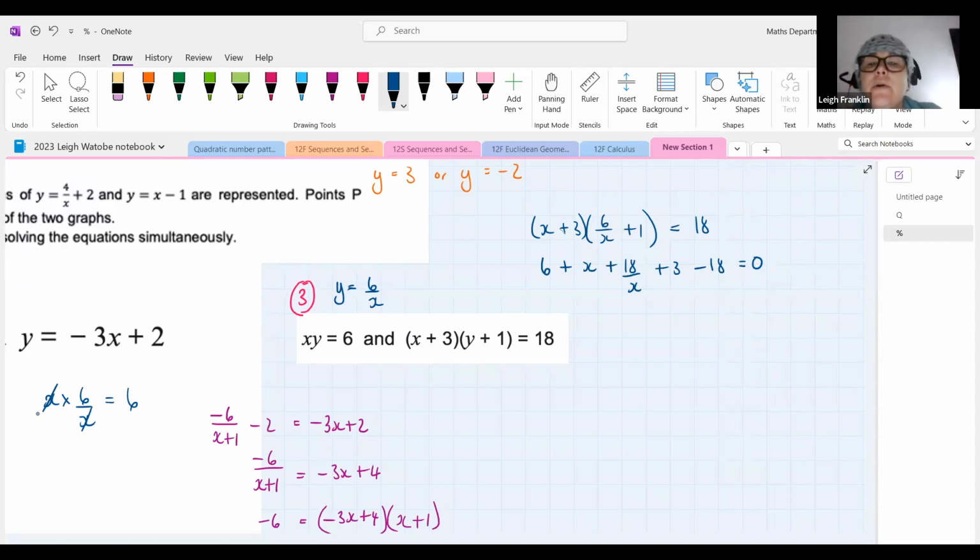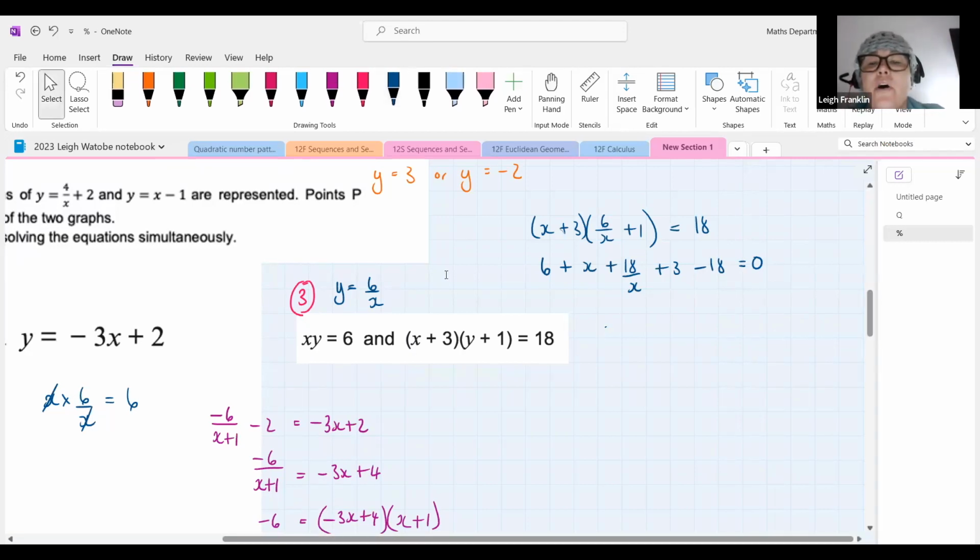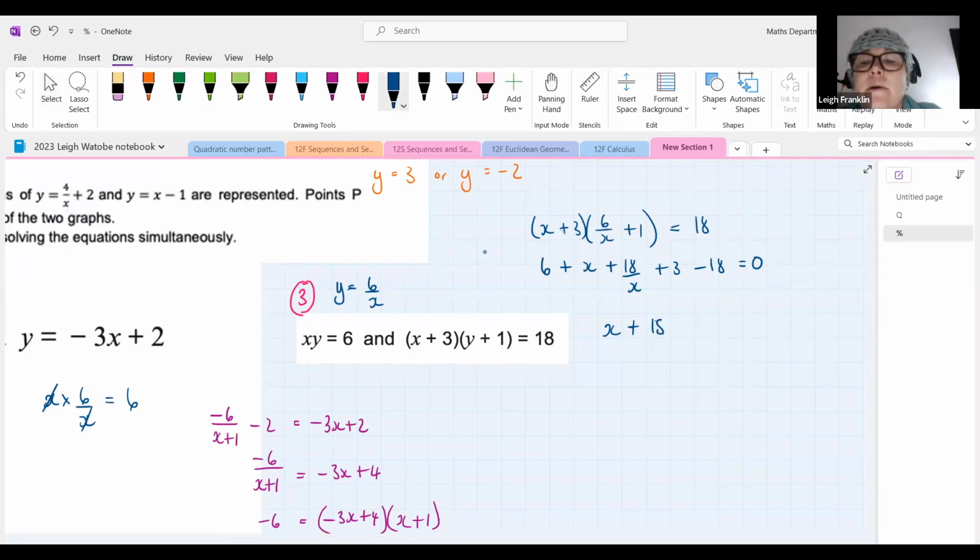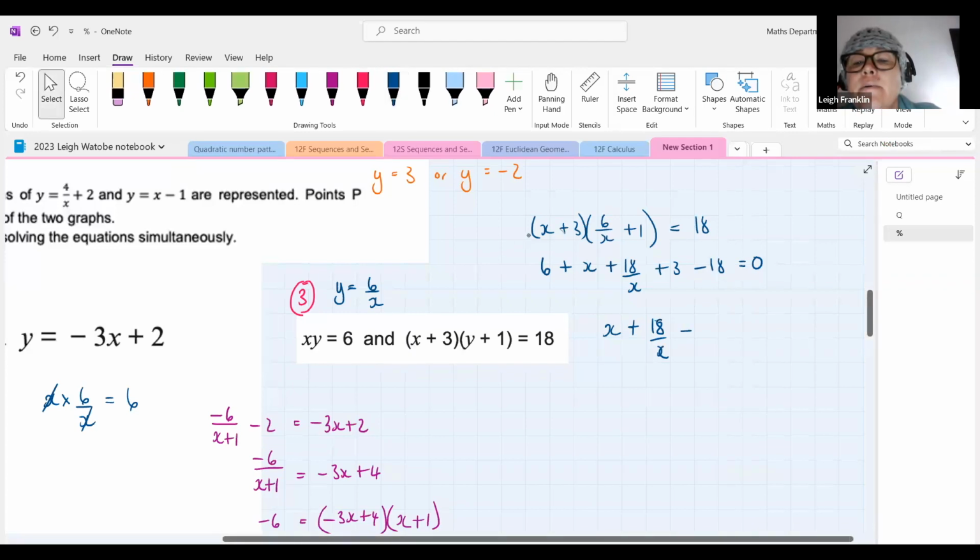Okay, so let's just collect like terms together. So I've got x plus 18 over x. And then here I've got 6 plus 3, which is 9. And then minus 18, that would be minus 9. I do not understand why my writing pad is giving me issues.